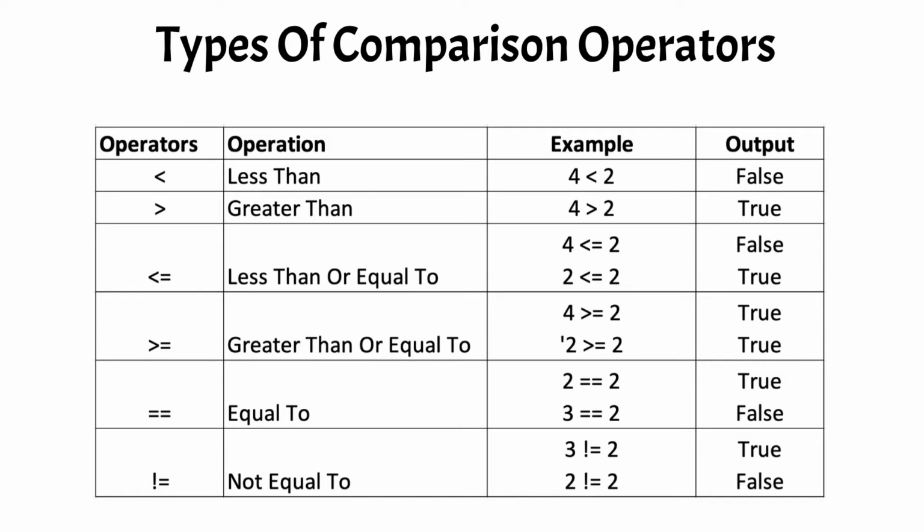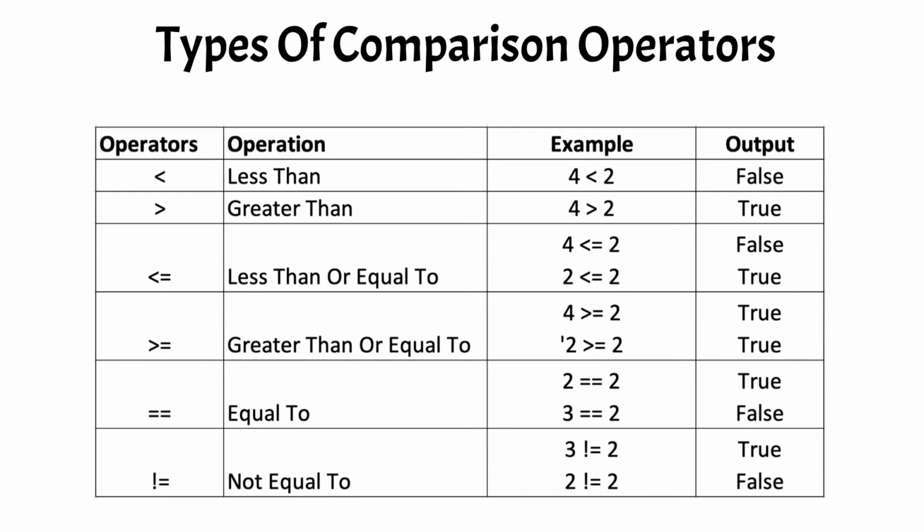All the comparison operator expressions return a Boolean value as the result. So the result will be either true or false. 4 less than 2 returns false, 4 greater than 2 returns true, 4 less than or equals 2 returns false, whereas 4 greater than or equal to 2 returns true. If we write 2 less than or equals 2, or 2 greater than or equals 2, then both expressions will return true. I hope that this is clear.